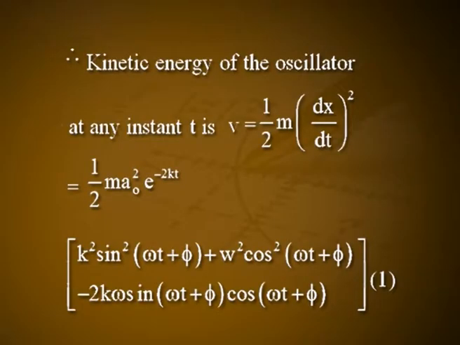Kinetic energy of the oscillator at any instant t is T is equal to 1 by 2 into m into (dx by dt) whole square, which is equal to 1 by 2 into m A naught square into e raised to minus 2 kt into [k square sin square(omega t plus phi) plus omega square cos square(omega t plus phi) minus 2 k omega sin(omega t plus phi) into cos(omega t plus phi)]. Let it be equation number 1.